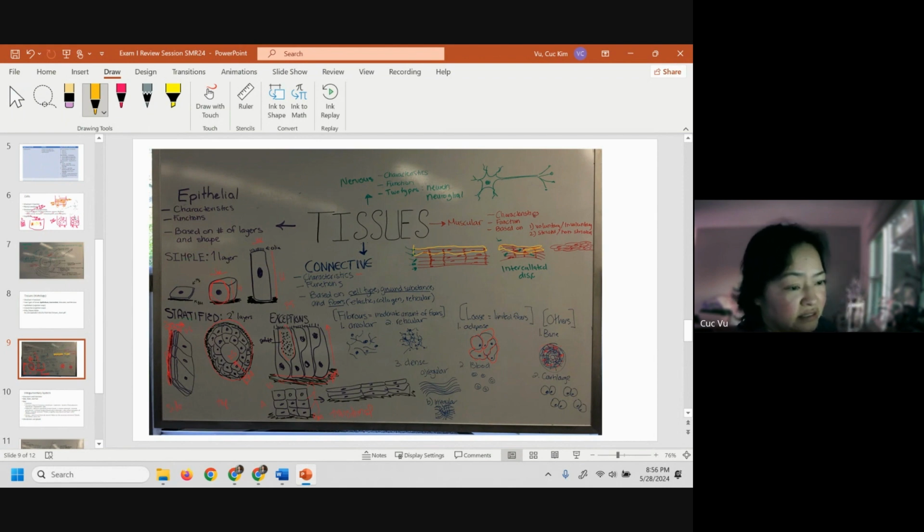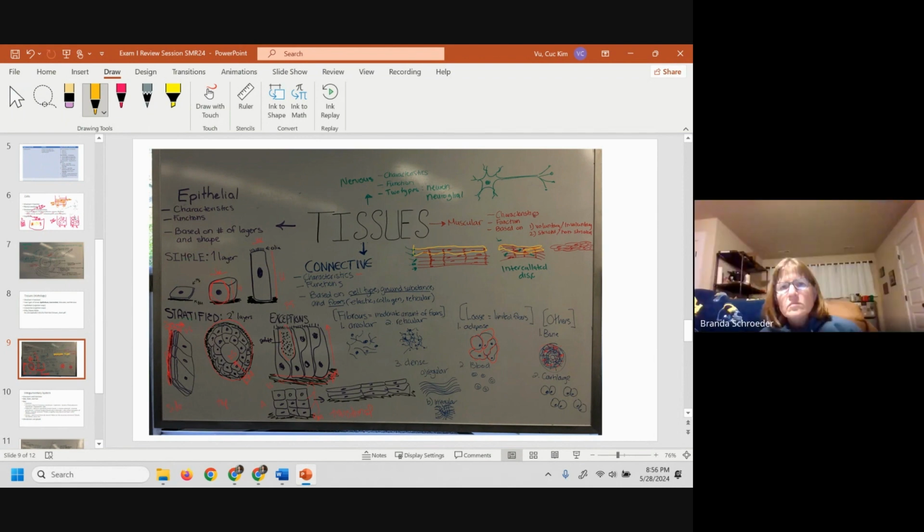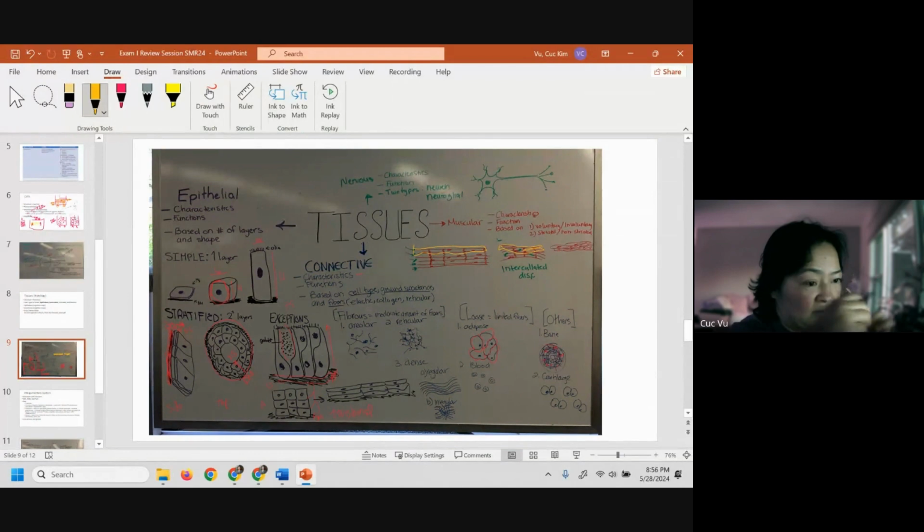Okay, so that's one cell. It's shorter and it's branched. See how it's branched right here? Here's one branch, here's another branch. So that's one unique characteristic of cardiac, that it's branched.